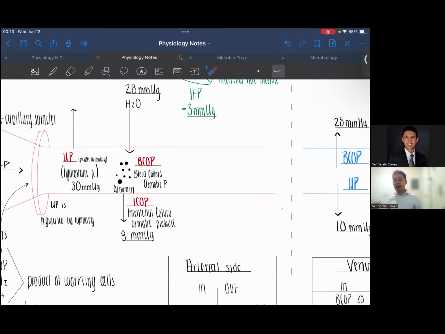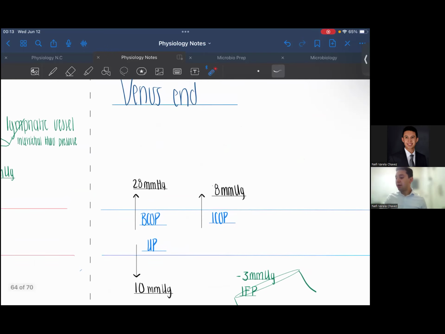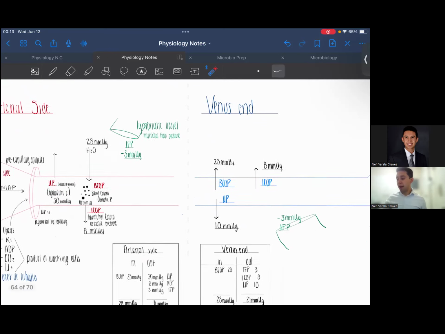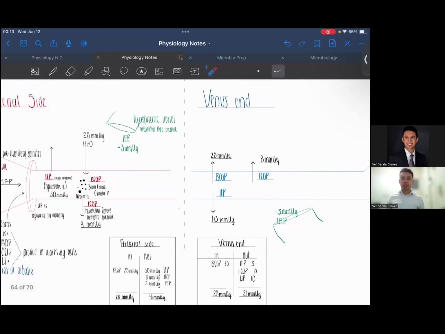So now what's going to happen here? The HP at the venous end is going to decrease significantly. So instead of being 30 millimeters of mercury, now we're going to have 10. That means that we don't have as much water going out. This is due to some anatomical differences in the venous end compared to the arteries.